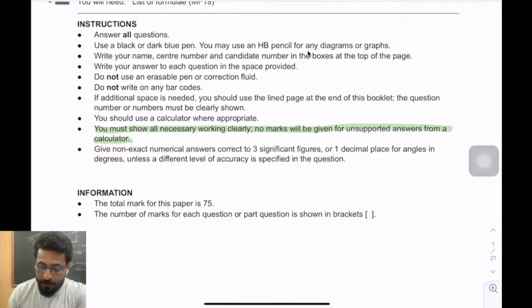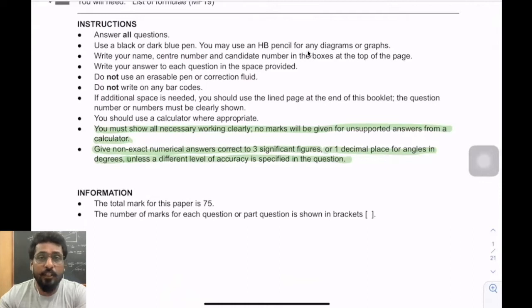And the second one is, when there are non-exact numerical answers, then you should write those answers up to 3 significant figures, or 1 decimal place for angles in degrees, unless a different level of accuracy is specified in the question. So unless there is any particular specification given in the question, you should always follow the instructions given to you. So the instructions are very clear. You should use 3 significant figures for any non-exact numerical answer. That means if your answer is not an integer, then you should write 3 significant figures.